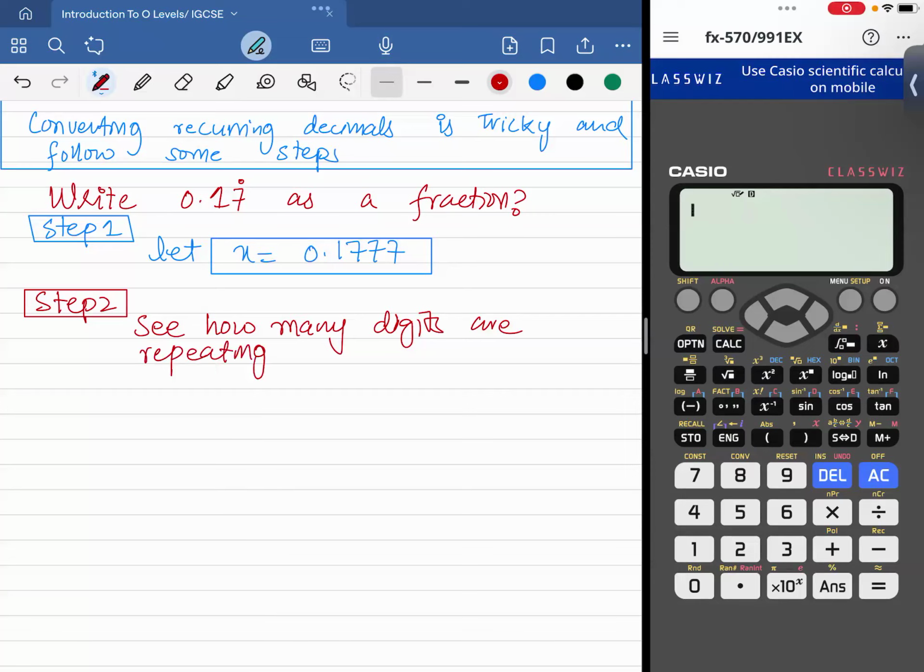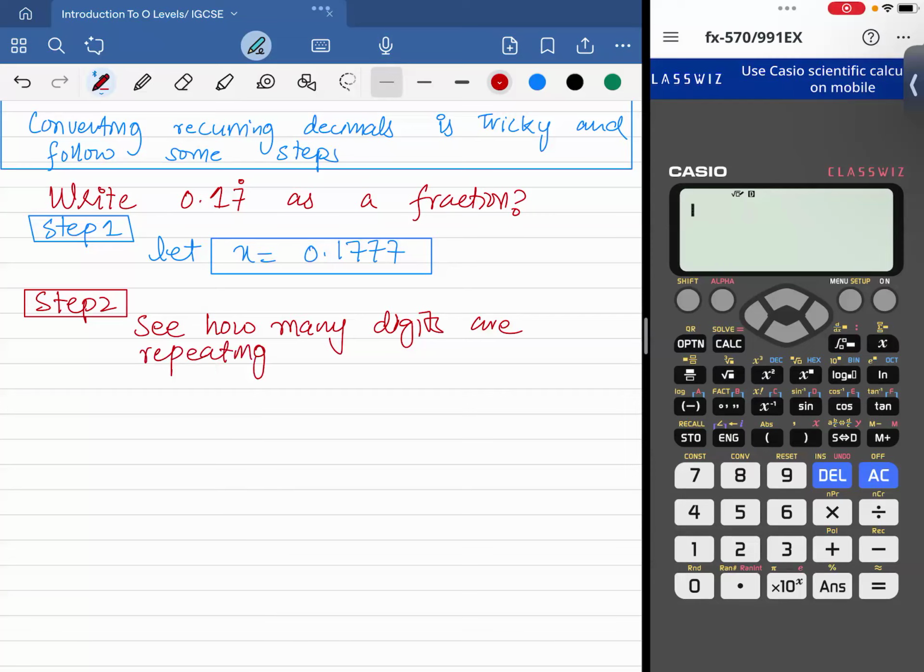So this is now my equation number 1. I'm multiplying both the sides with a 10. So it would be 10x equals 1.7777 repeating. Is this clear or not? Yes or no? No, sir.